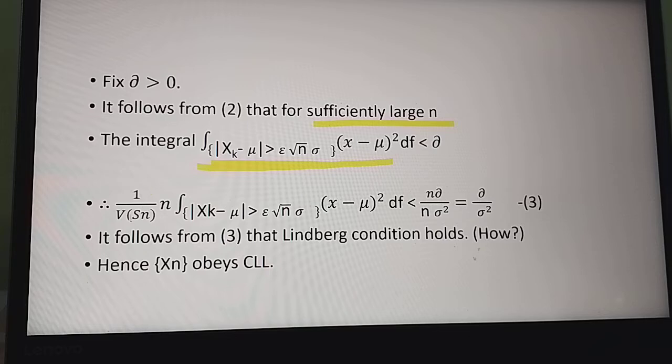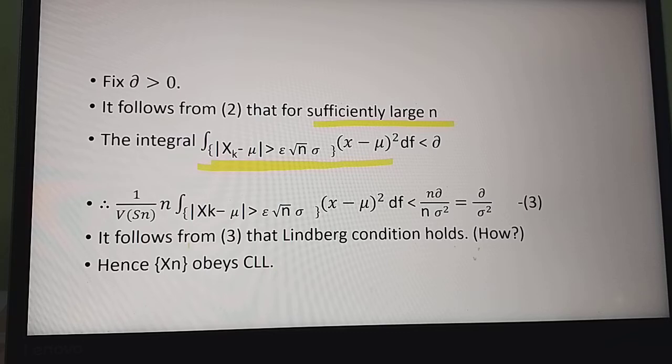Therefore 1 by variance of Sn times n times this integral is less than n times delta by n sigma square, because the variance of Sn is n sigma square. You cancel n, and the remaining is delta by sigma square. Now look at the Lindbergh condition, the condition number 3 of the main theorem. It follows from equation 3 that the Lindbergh condition holds, because the Lindbergh condition is the maximum over k of 1 by the variance of Sn times this integral.